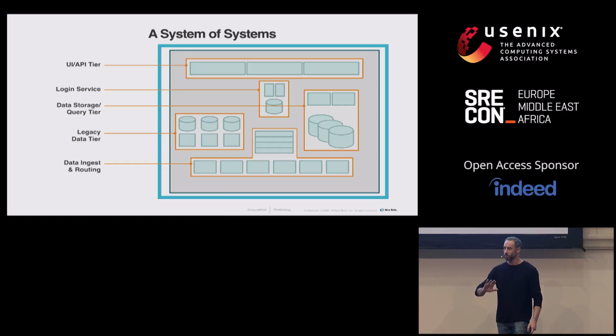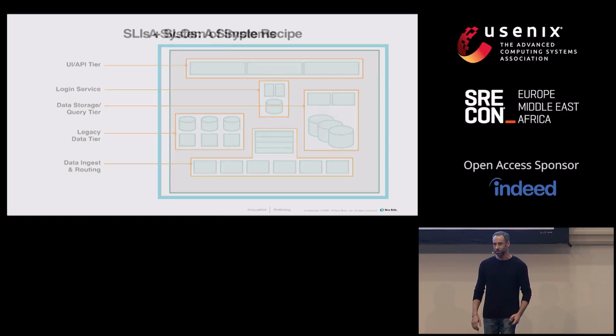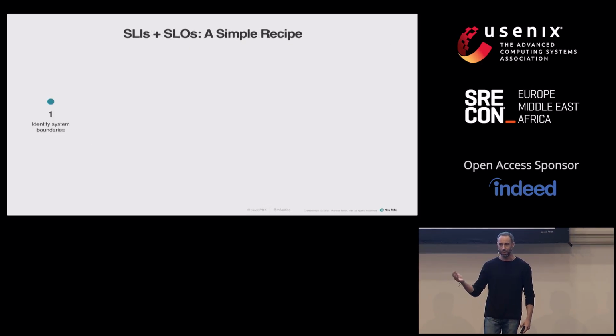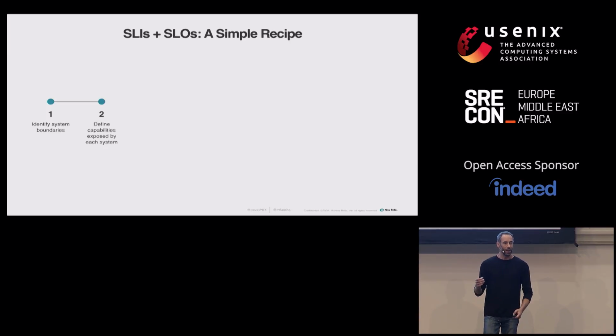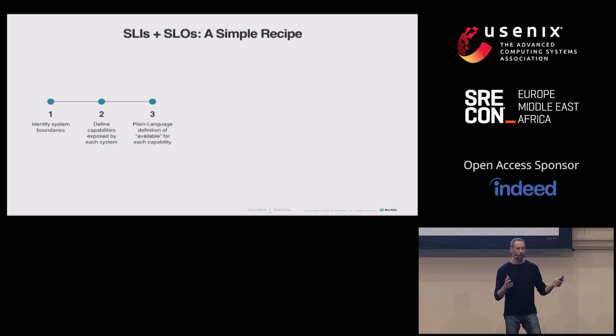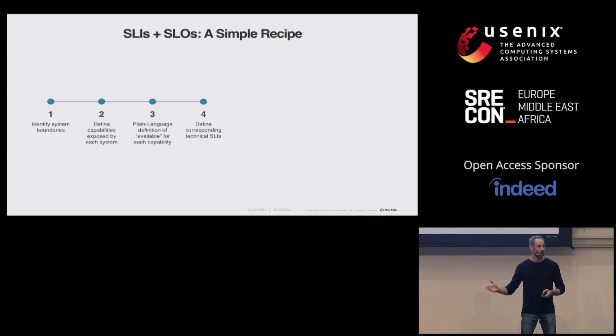And writ large here, we're really going to be following the same recipe when we look at all the different pieces of this platform. What we're going to do is, first, start off, as I said, by identifying those system boundaries. Then we're going to articulate the capabilities that exist at each system boundary. And for each of those capabilities, we're going to start by just coming up with a natural language definition of what it means for this thing to be available. And only after we've come up with that natural language definition of what we want out of this thing, what available means, then we're going to start diving into the technical underpinnings and defining one or more SLIs that correspond to that definition of availability.